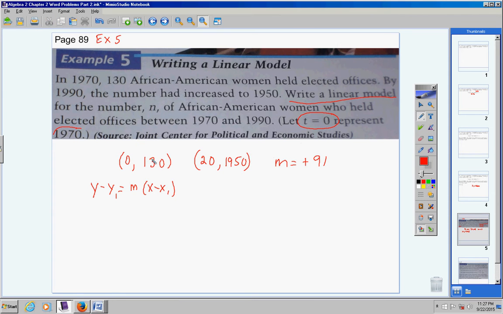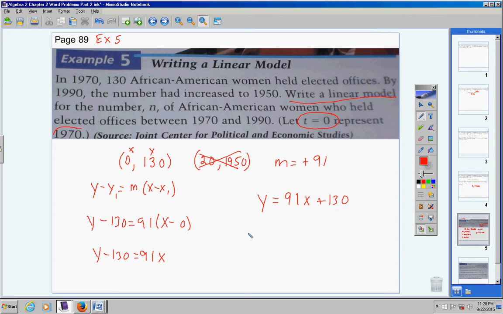So it doesn't matter which ordered pair you use. I'm going to use this one here because it has a 0 in it. x1, y1. So y minus my y, 1930, equals m, which is 91, times x minus my 0. So y minus 1930 equals 91 times x, 91x. 91 times 0 is 0. Bring the 1930 over and make it positive. So y equals 91x plus 1930.